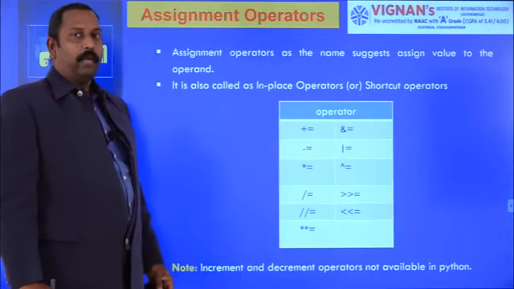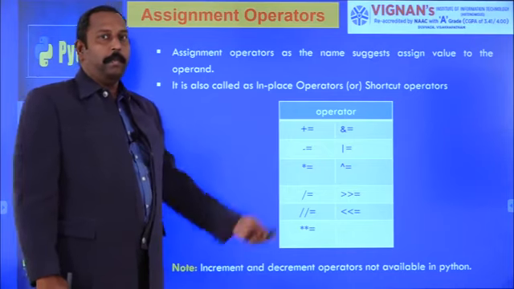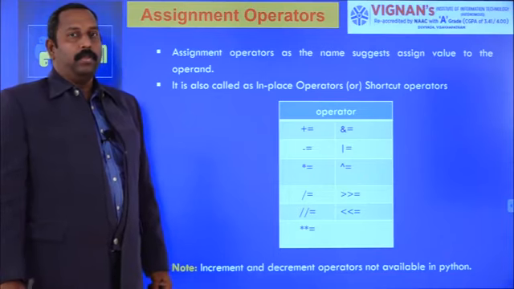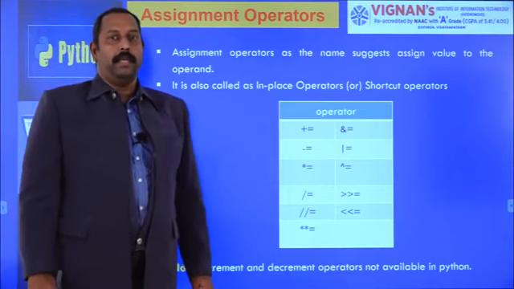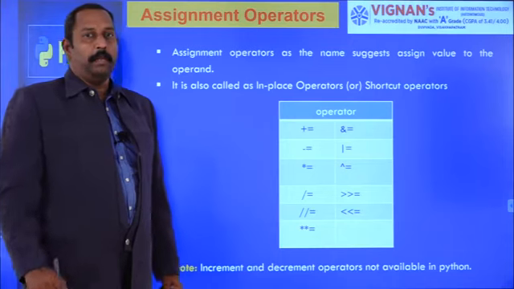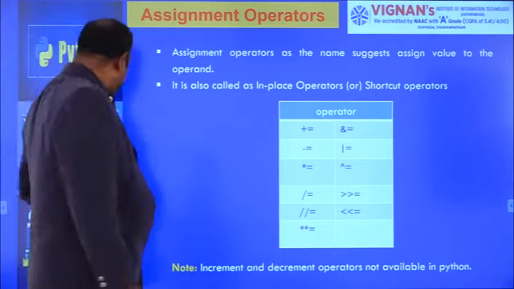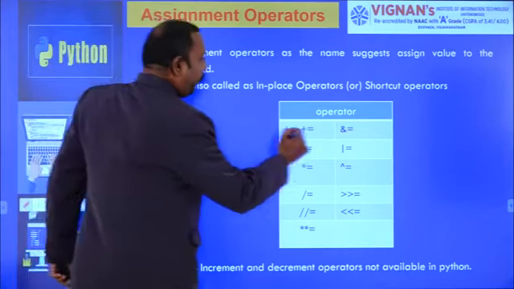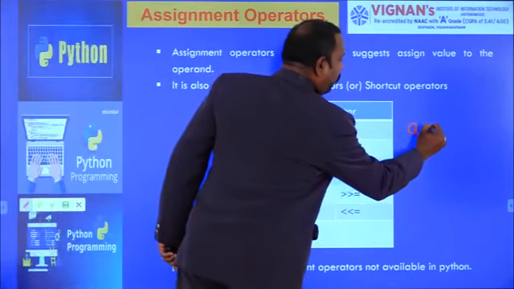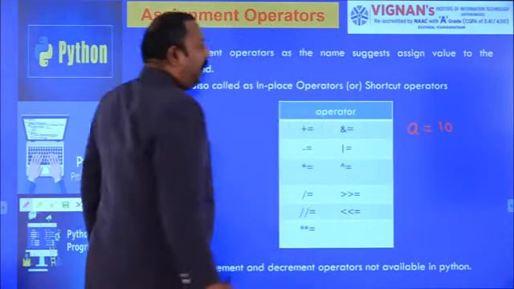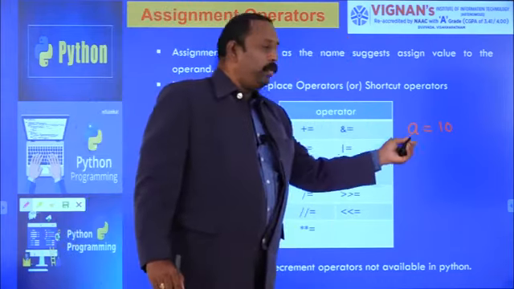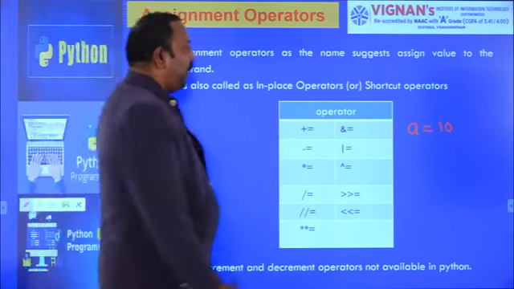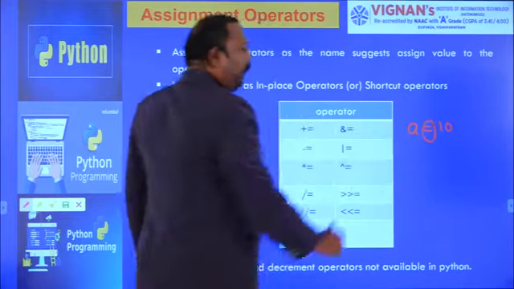Next one is assignment operators in Python. An assignment operator will assign a value to an operand. The assignment operator is represented in Python by using the equality symbol. Suppose I have written a equal to 10. That means it will assign object 10 to a. So this is nothing but the assignment operator in Python.